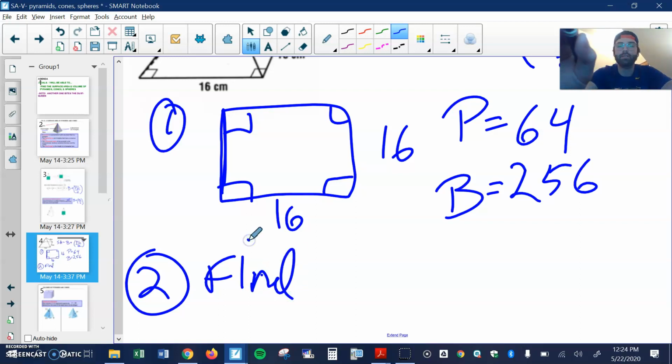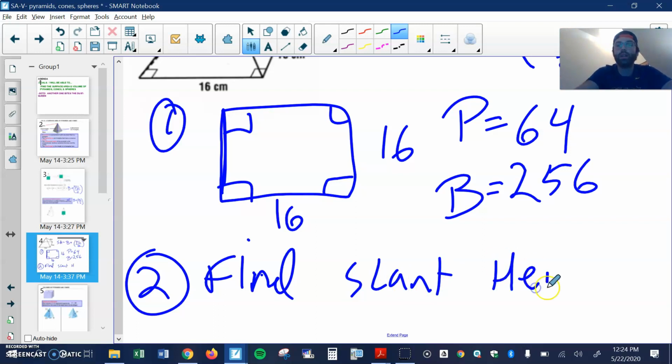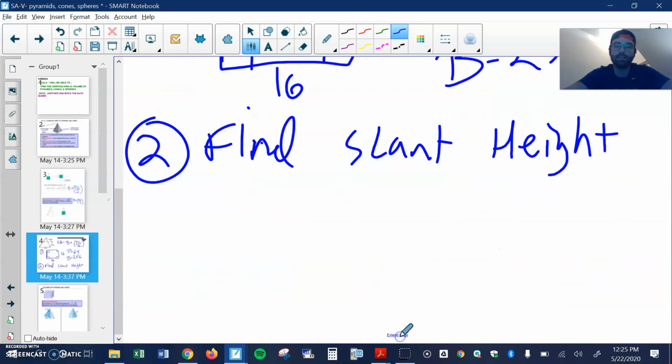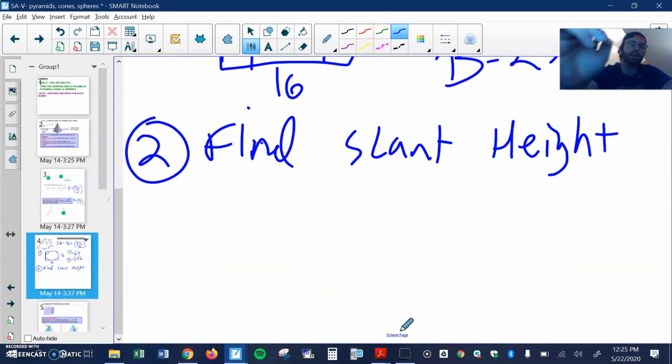That's a capital L, apparently, slant height. And why do they use an L? H is usually used for height, right? L in slant height. S looks like a 5. Okay, so we use L. I don't know. It's weird.